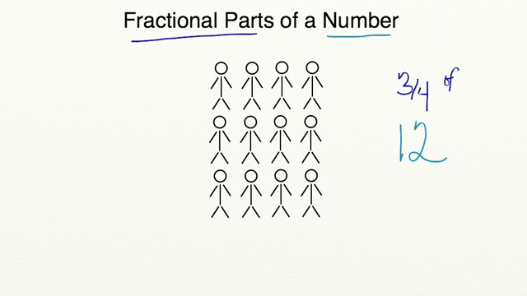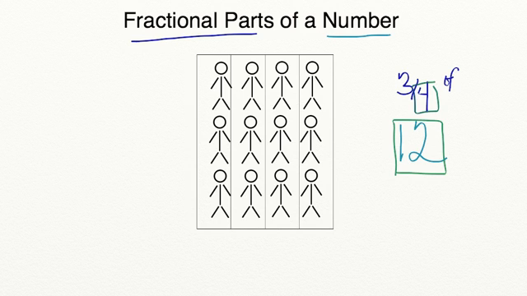Well, our first step is to break apart our whole number, which is 12 students, into 4 equal groups because we're trying to find 3/4 of 12. So let's go ahead and break this apart into 4 equal groups. So I have 4 equal groups of 3 students each. Now I need to shade in 3 whole groups to represent 3/4.